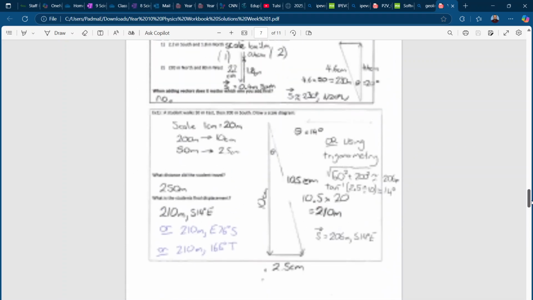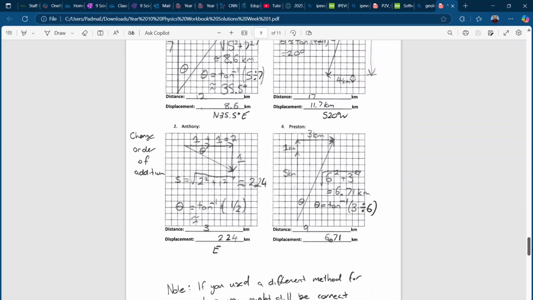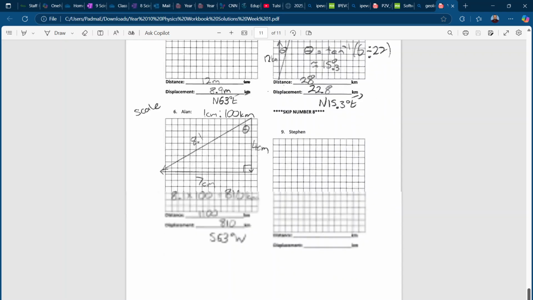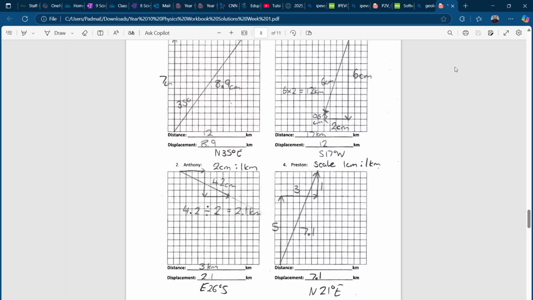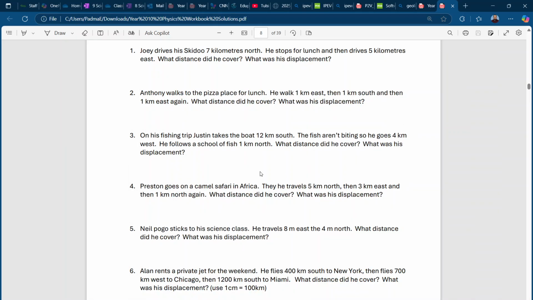In my solutions, I've gone through and done all the questions there with examples in both trigonometry and scale diagrams. But I need to go find the other one because I've lost my questions. Hold on a moment. Okay, so I found the questions.